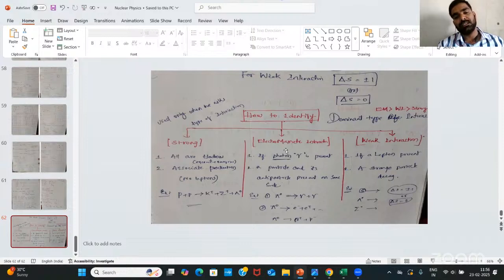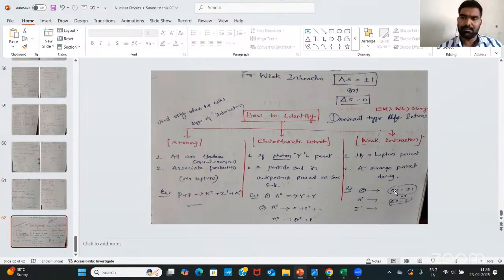In electromagnetic interaction, you will get a photon, or a particle and its antiparticle will be present in the equations. In weak interactions, you have an electron present and strange particle decay. That is, strange particle decay will be there in the weak interactions. This is about elementary particles.